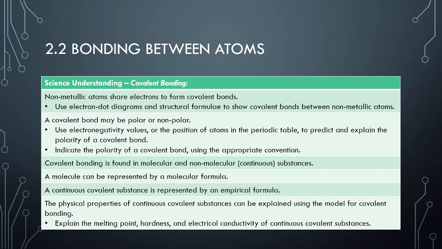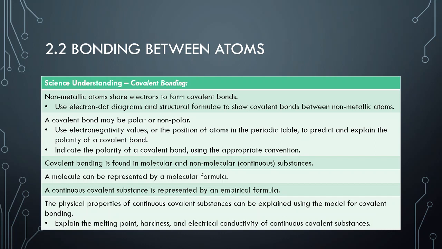So, second box onwards, a covalent bond may be polar or non-polar. We'll talk about that, and what you need to be able to do is to use electronegativity values given, you don't have to memorize, or look at the periodic table, so look at the position of the atoms to predict and explain the polarity of a covalent bond. Indicate the polarity of a covalent bond using the appropriate convention.